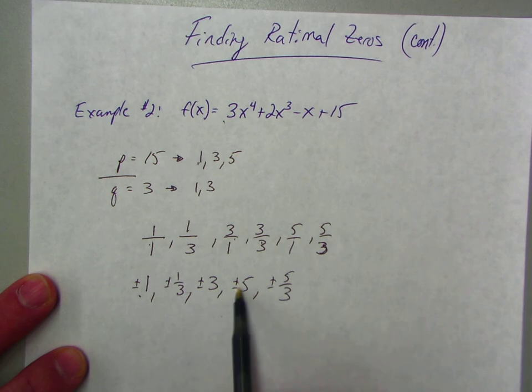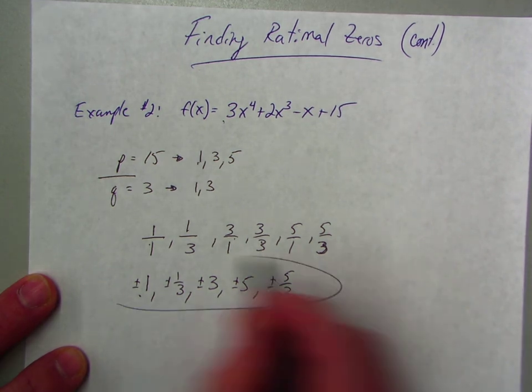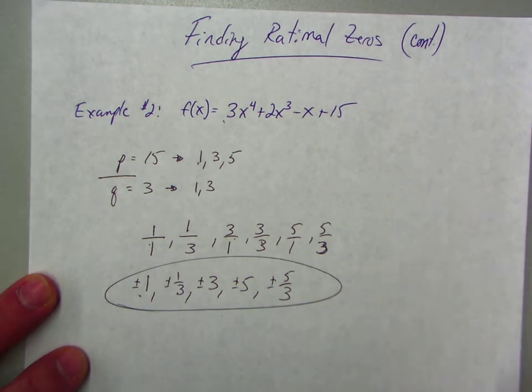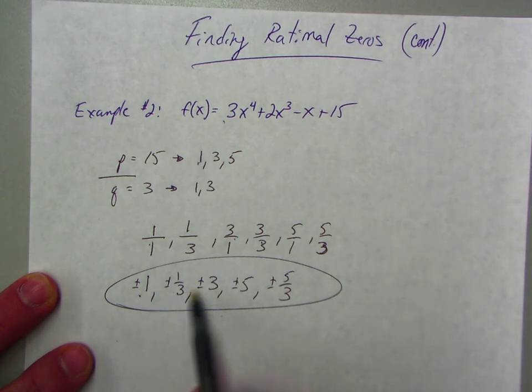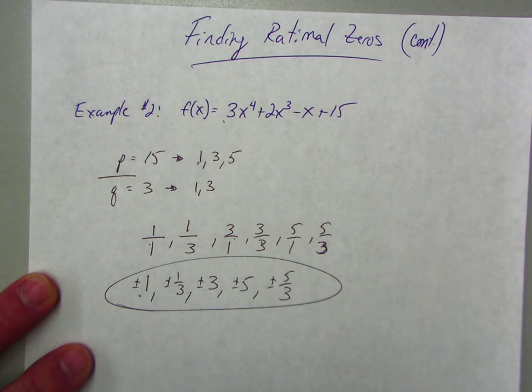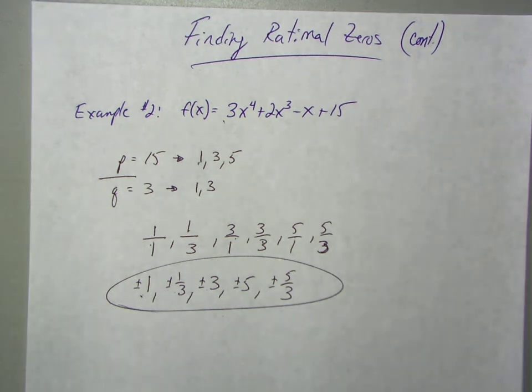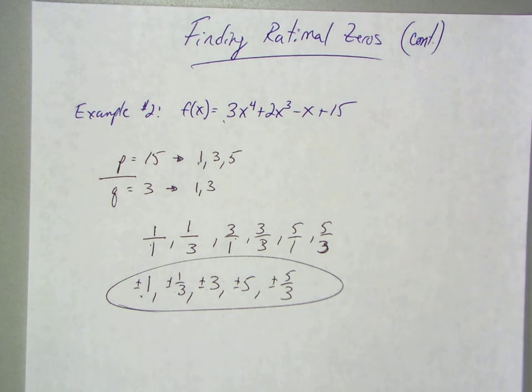So I got 2, 4, 6, 8, 10. Now I've listed all the possible rational zeros, and there are 10 of them. So there's 10 possible zeros. And that's that.